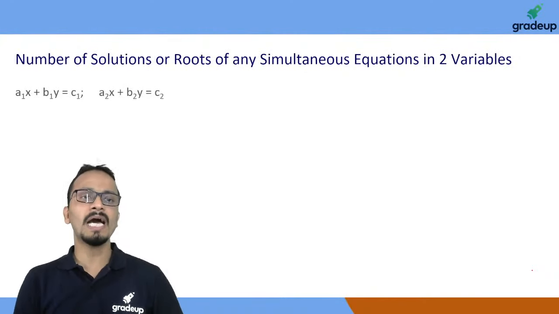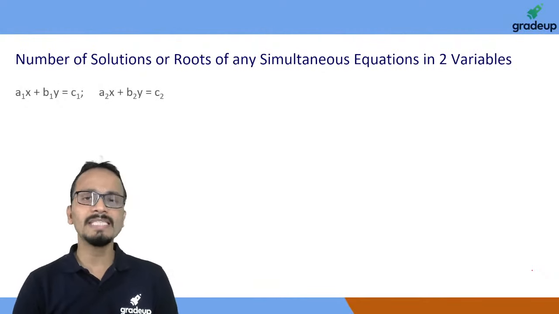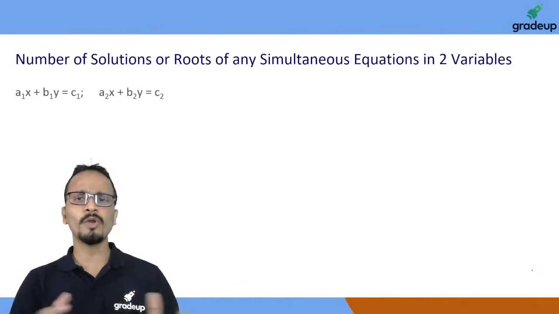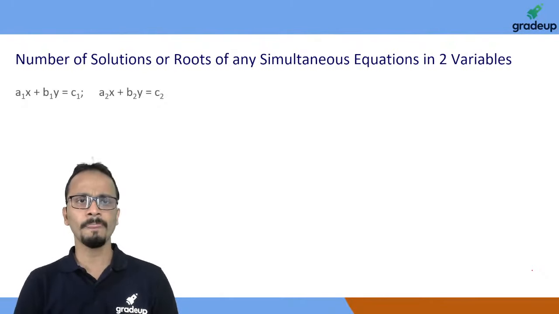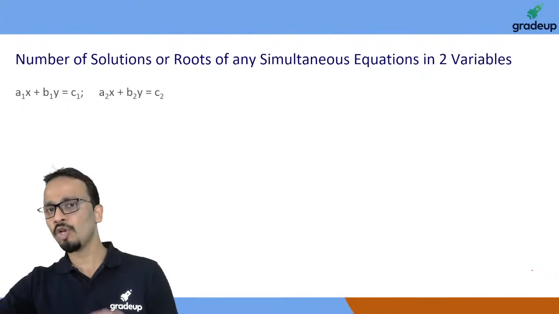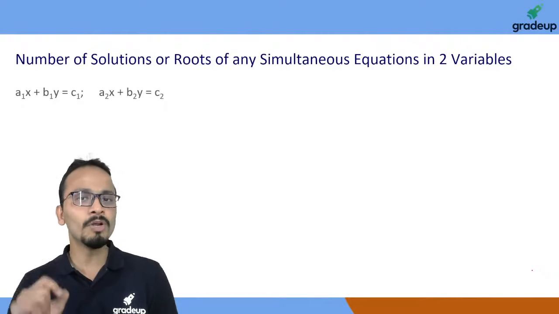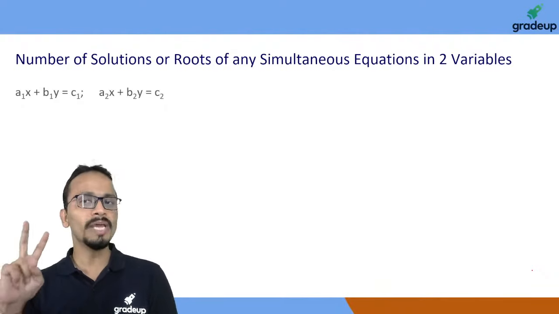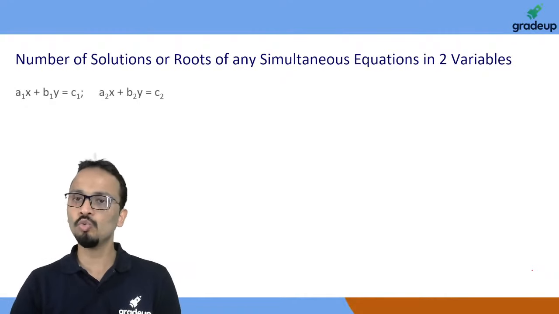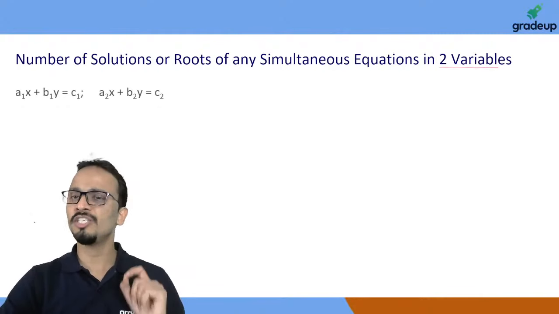Now, basically, the number of solutions or the roots of any simultaneous equations. Simultaneous equations means two equations are given to us together. So we are looking at the number of solutions. Right now I'm not solving the equations, but just looking at the number of solutions whenever two equations are given and both are in two variables. So right now we'll be dealing with linear equations in two variables.